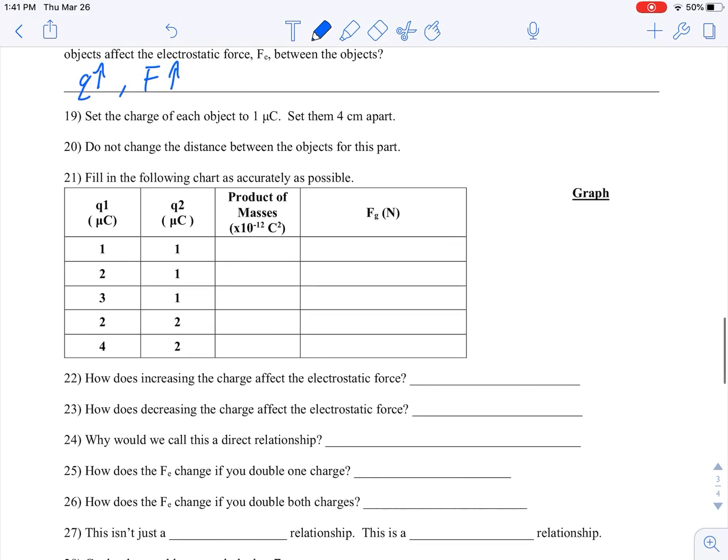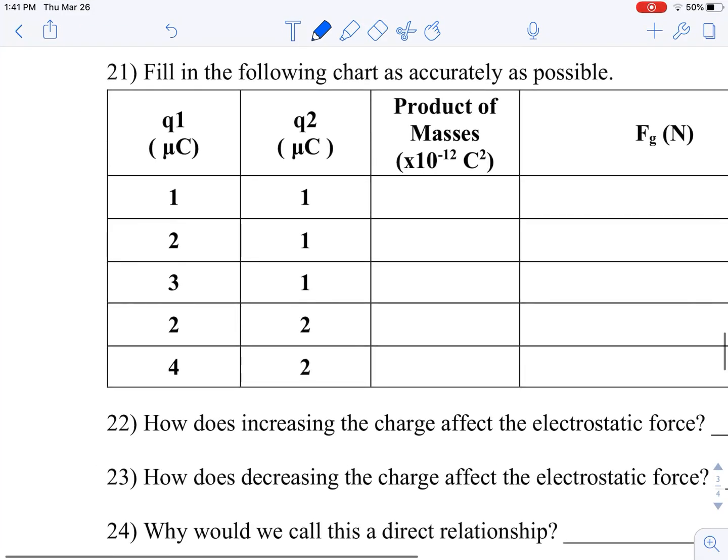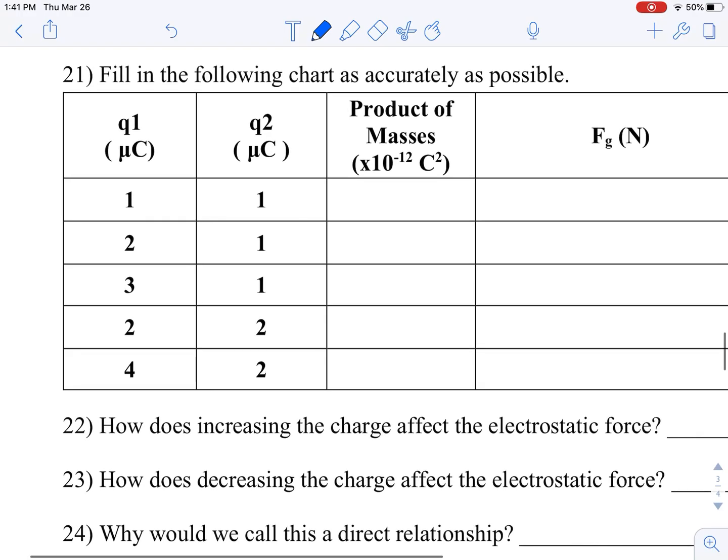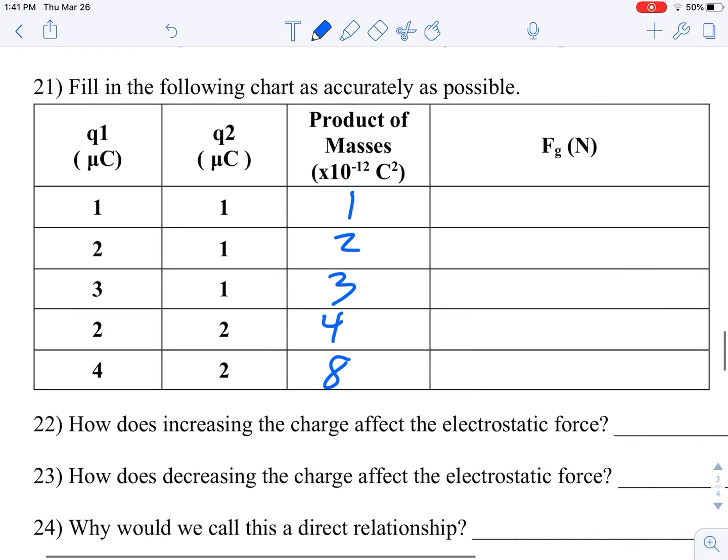And now we're going to take some data here. Don't worry so much about the units here. The units right here specifically can be a little confusing, but don't focus on those. We're just going to focus on the product of the masses. So the product of the masses, that part's easy: 1, 2, 3, 4, and 8. But let's get the forces.